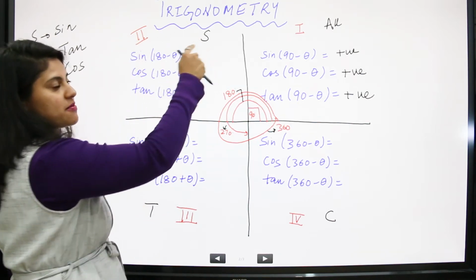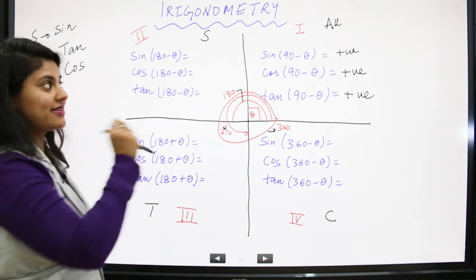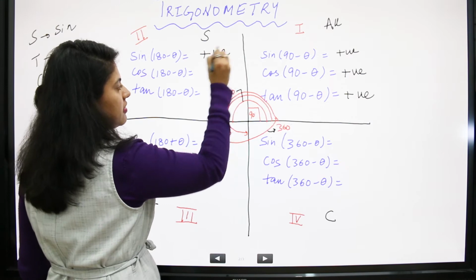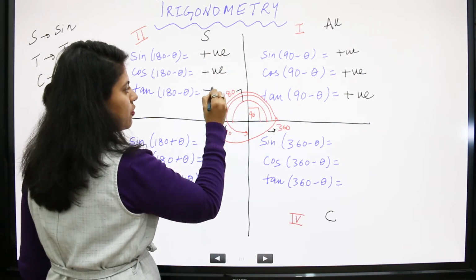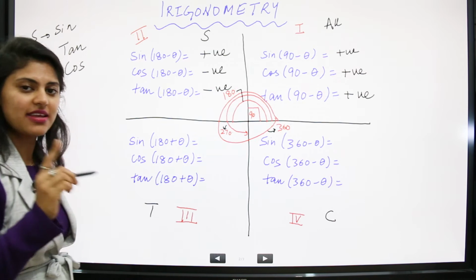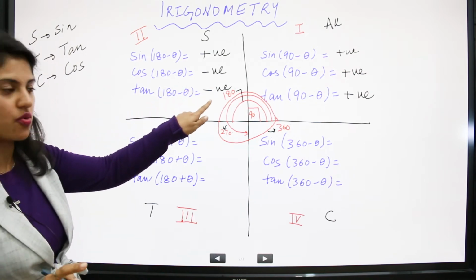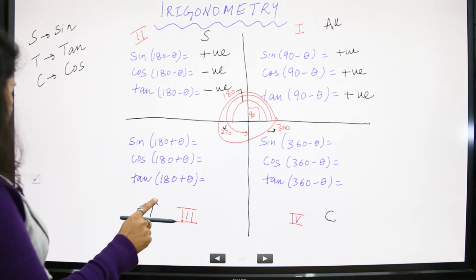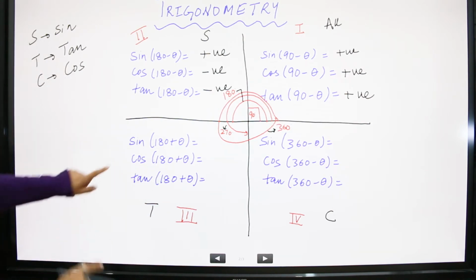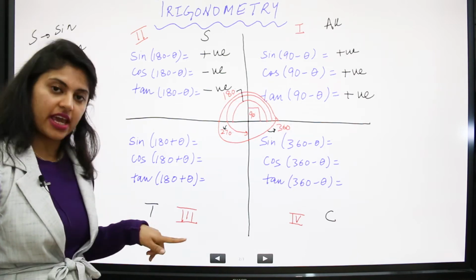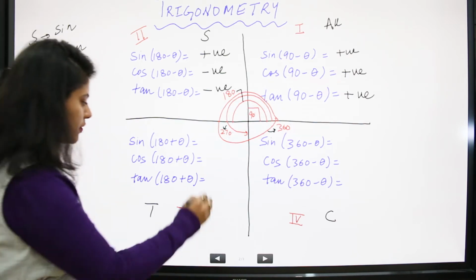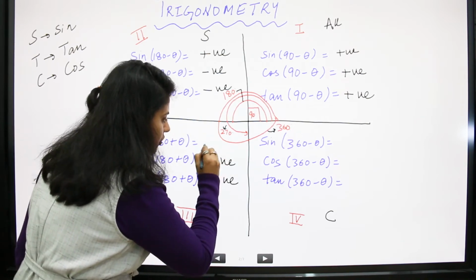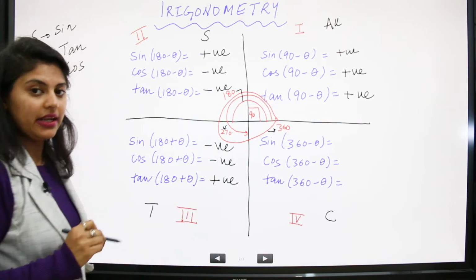Here the sign is positive because it is S, means sine needs to be positive. So this needs to be positive. Rest both values are supposed to be negative, means cos and tan are supposed to be negative in the second quadrant. Similarly, if we talk about the third quadrant, in the third quadrant we have T. T is the tangent. So tangent value needs to be positive in here. So we can write the positive value first, and rest whatever the values are there are supposed to be negative.